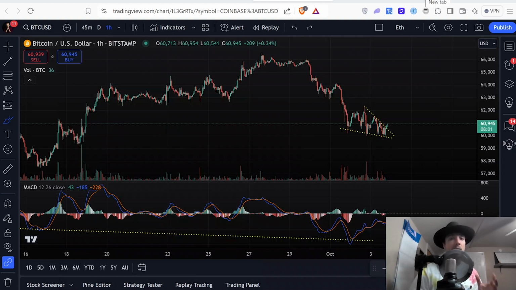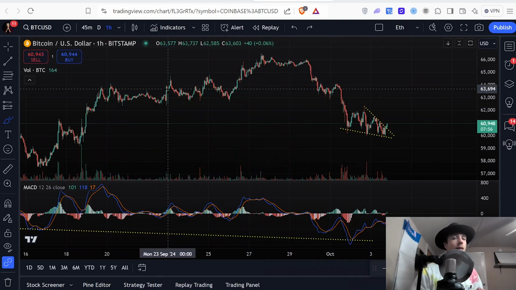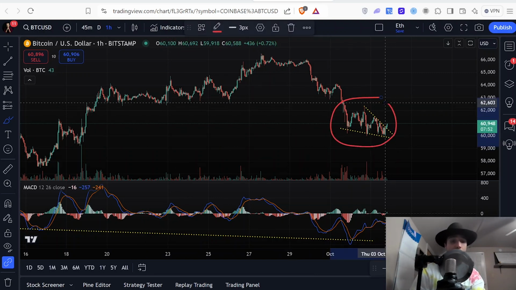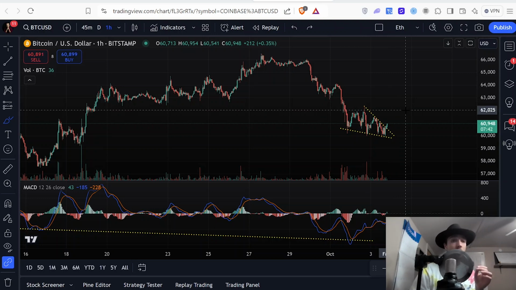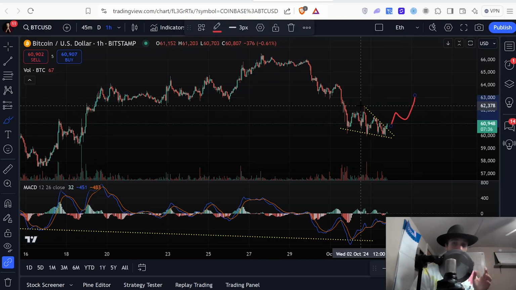All right, so today we are doing an in-depth overview on Bitcoin. The first thing I want to point out for you guys is this falling wedge here. We did break bullish out of this falling wedge. So this is looking quite bullish here on the 1 hour time frame, and I wouldn't be surprised to see us push right up through our local resistance level.